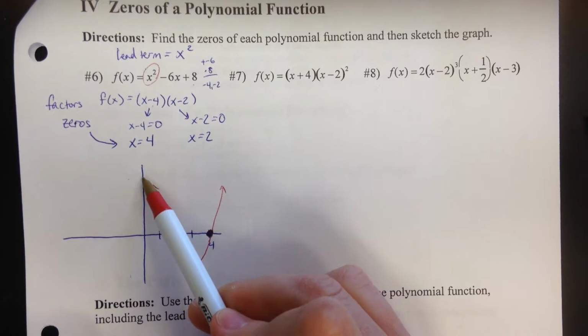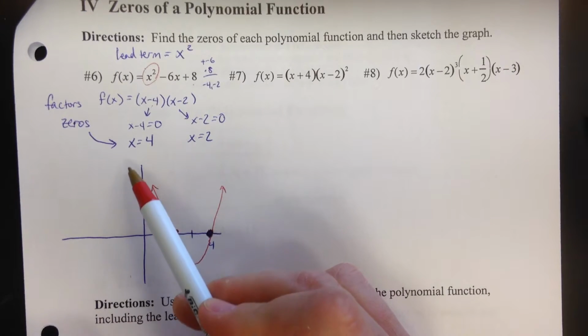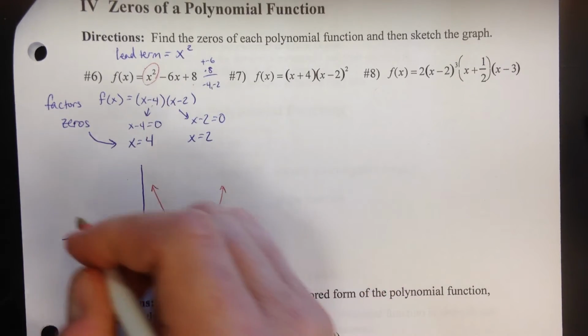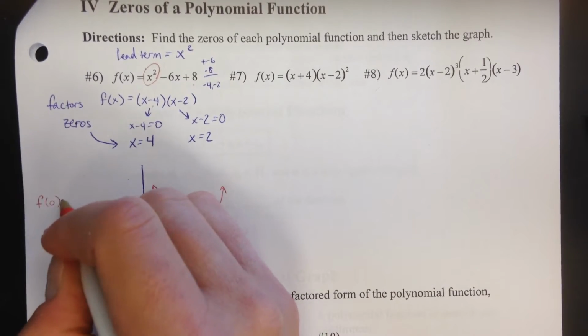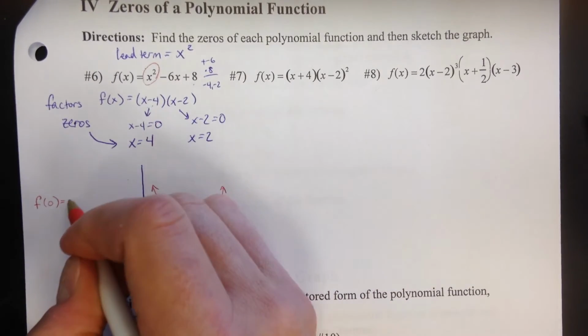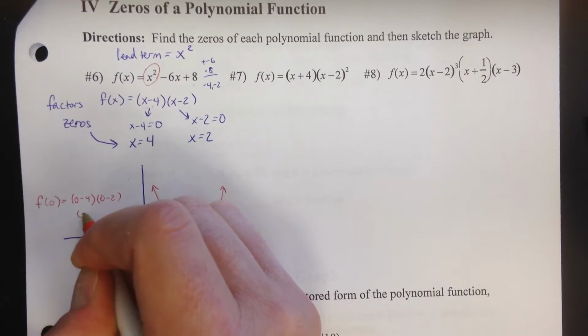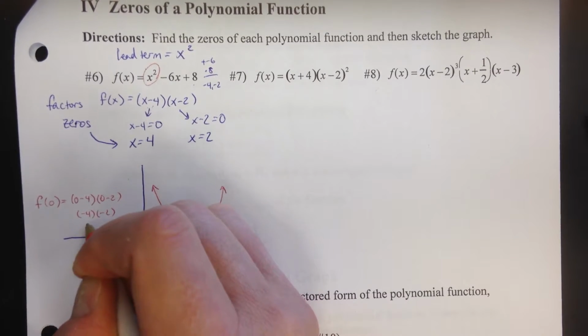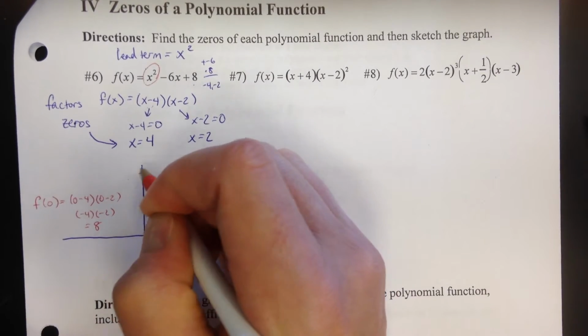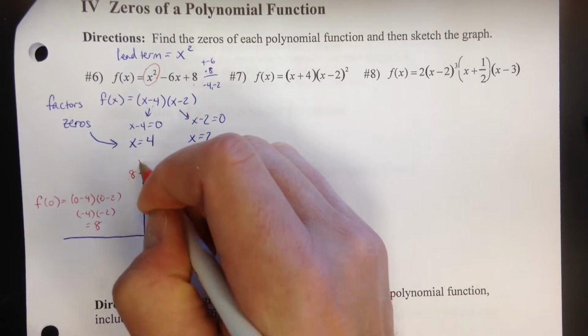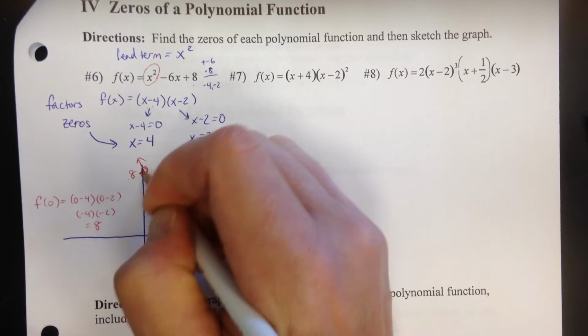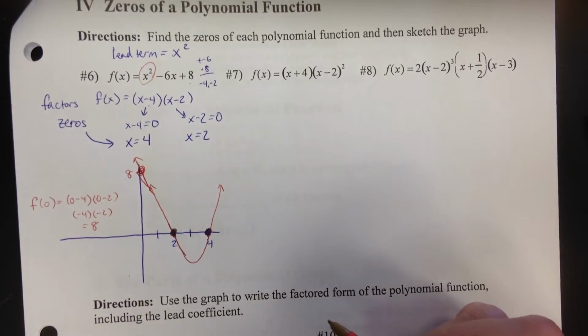Now, if you wanted, you could find the y-intercept. You could plug a 0 in for the x. And if you did f of 0, I'm going to plug it into the factored form. That would be negative 4 times negative 2, which is 8. So 0, 8 is going to be your y-intercept right there. Okay, you don't necessarily need that, but if you wanted that information, you could find it.